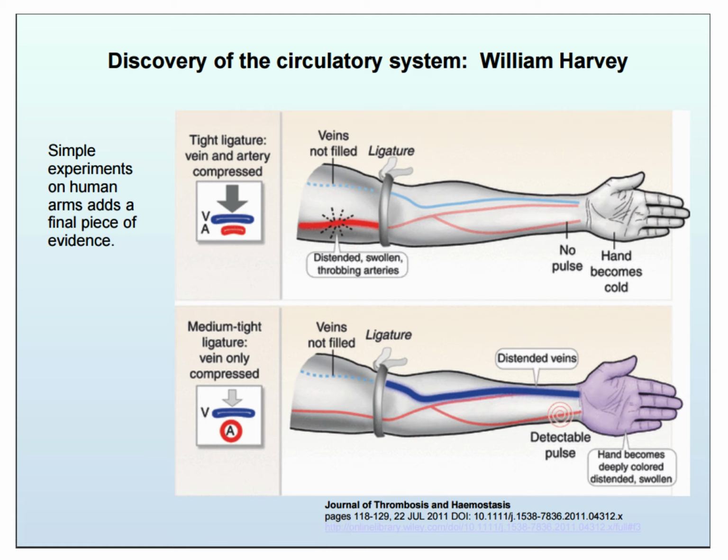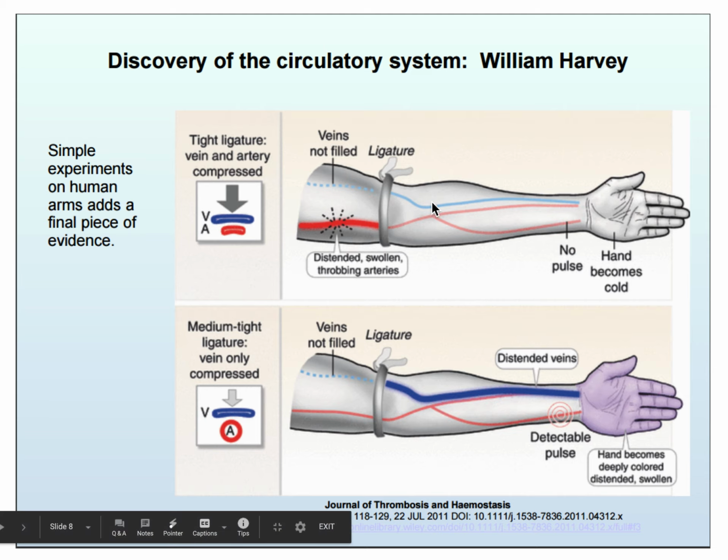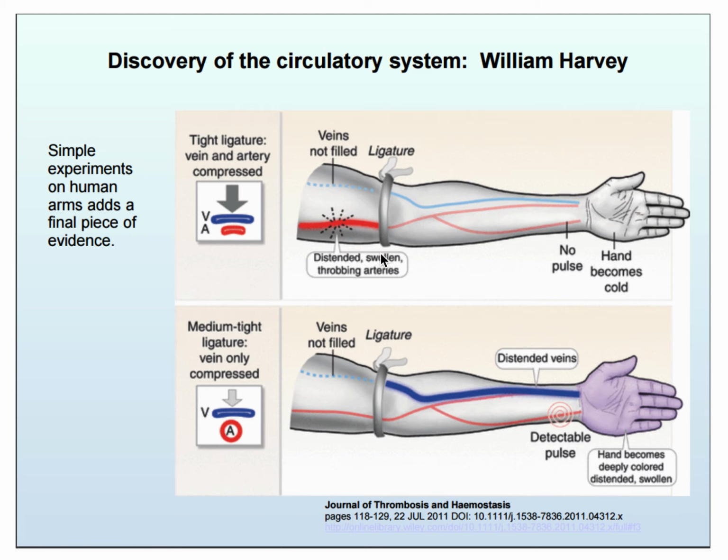So this would be another experiment done with a human. You can see the veins are in blue and the arteries are in red. In the first experiment, he's tied a ligature around the arm, and it's compressed both the vein and the artery. You can see here the arm starts to become, the artery becomes full of blood because it's not able to bring the blood down towards the hand. And the vein becomes empty because the blood is not returning up the arm.